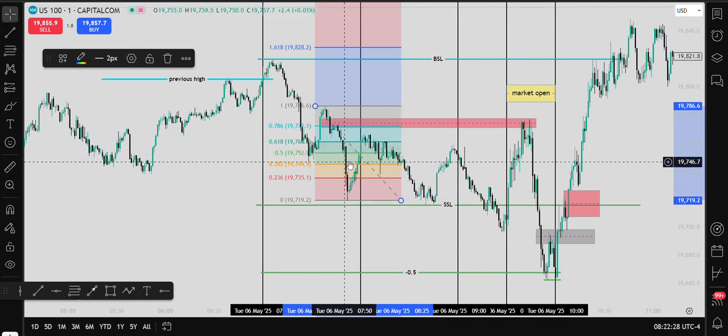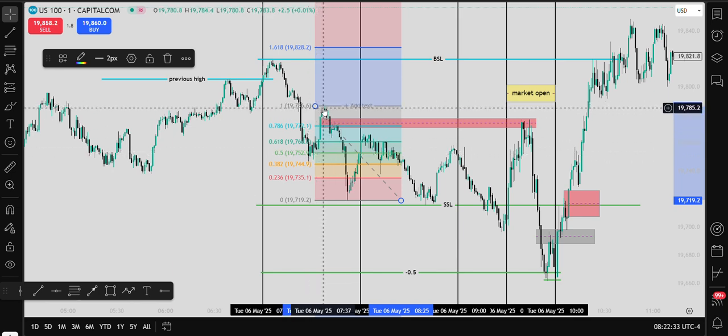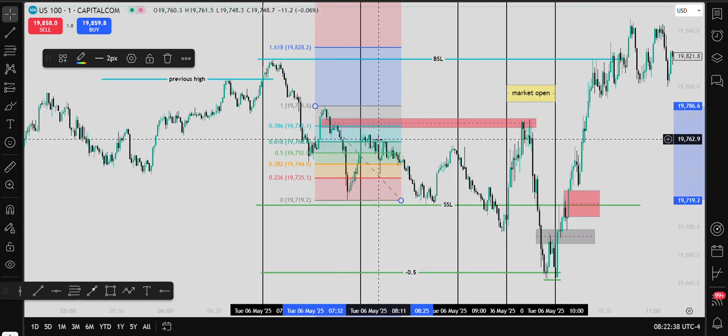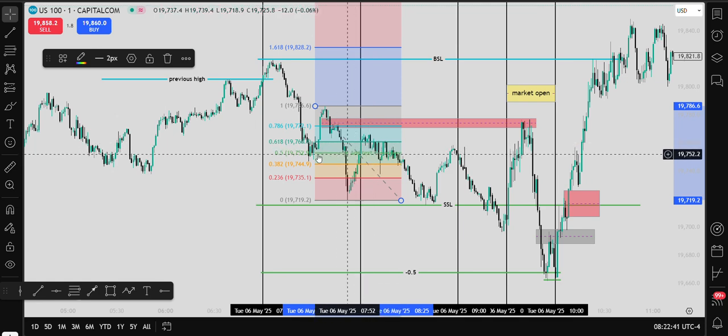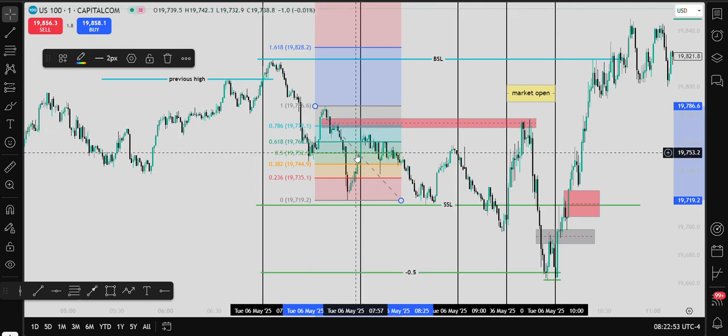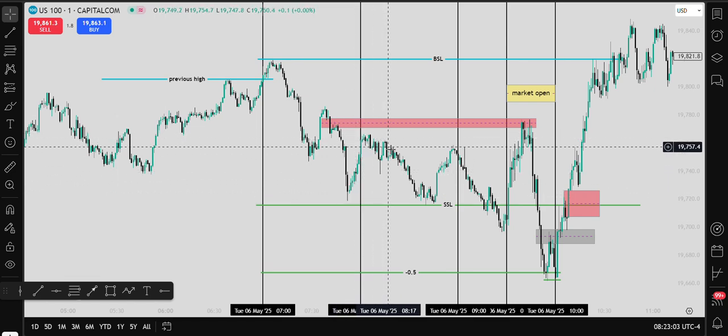As you can see, the market rallied, it dipped from here to here, then it retraced above 50%, which is represented by 0.5, and anything above it up to 0.786, that is 78.6%. That is the premium level.